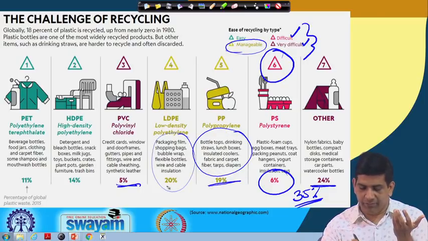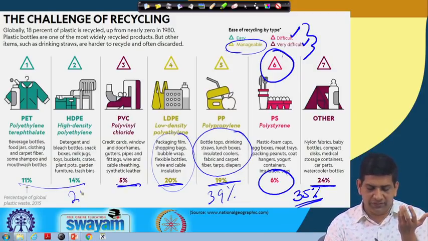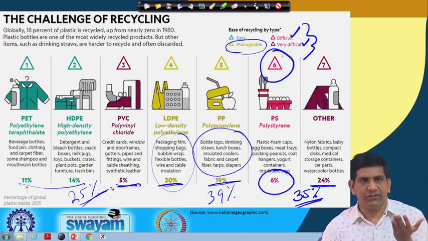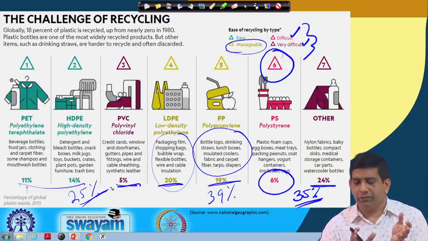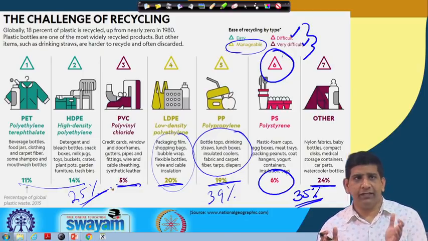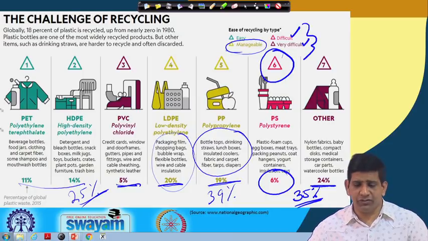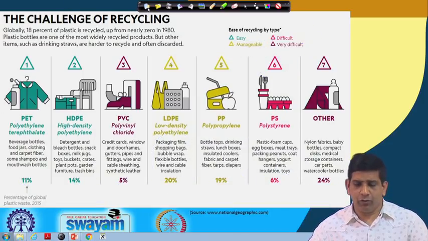So that's around 19%, and this is 39% right here, which is manageable. 25% is the one which is easily recyclable. So 1/4 is easy to recycle, 40% can be recycled, and 35% is difficult and very difficult to recycle. So that's kind of what we have in terms of challenges of recycling today, and that's based on the technology which is prevalently available globally.